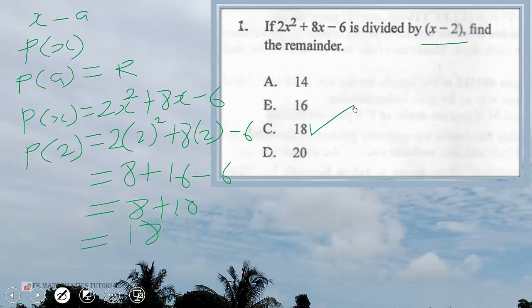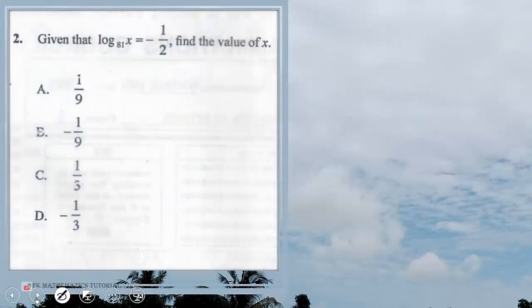Now question number 2 says that given that log x base 81 is equal to negative half, find the value of x. So we are solving this question number 2 here. So the logarithm is having a base of 81.